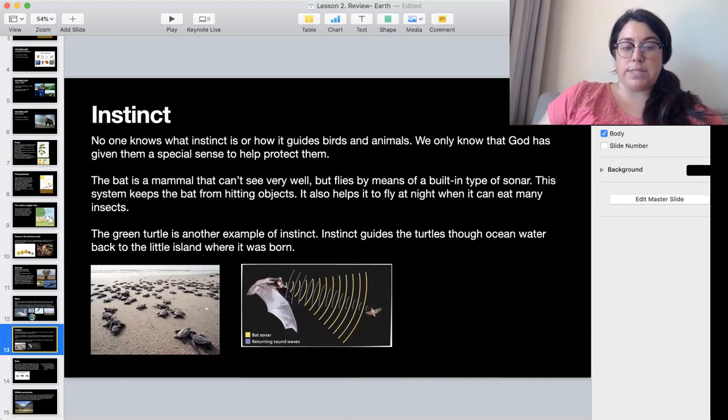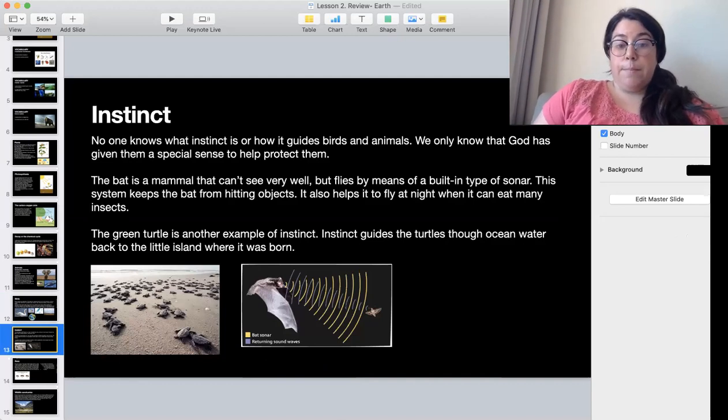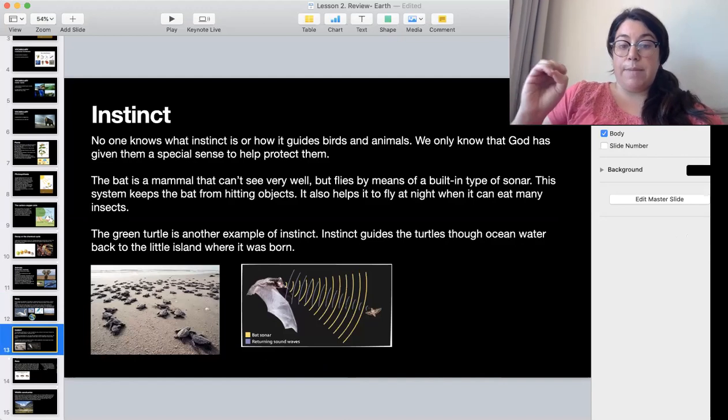For example, the bat. The bat is a mammal that can't see very well, but they fly by means of a built-in type of sonar, meaning that they make a sound, and that sound goes out into the environment and then bounces on things and comes back. So they can see through these sound waves, okay? It also helps them fly at night where they can eat a lot of insects, like in this picture.